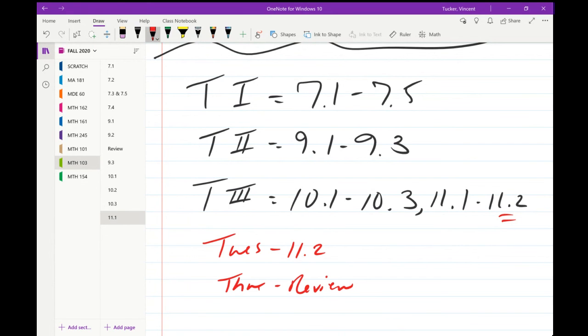Questions, concerns, comments on how we're going to handle things moving forward? I have a question. Since we're on 11 right now, after 12, are you still going to teach, because that's all we have on WebAssign? Check that. It should be a 13 as well. Yeah, supposed to be 12 and 13.